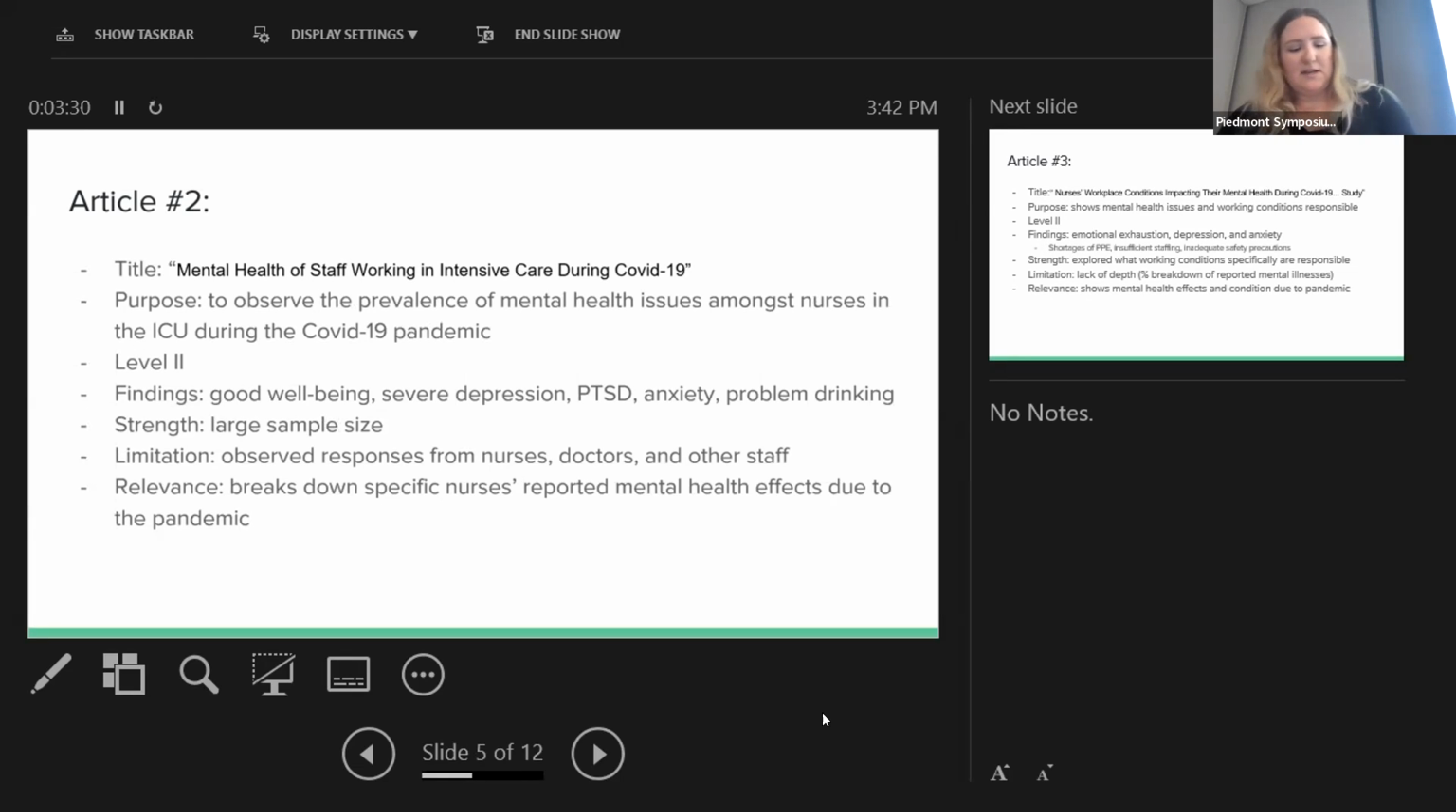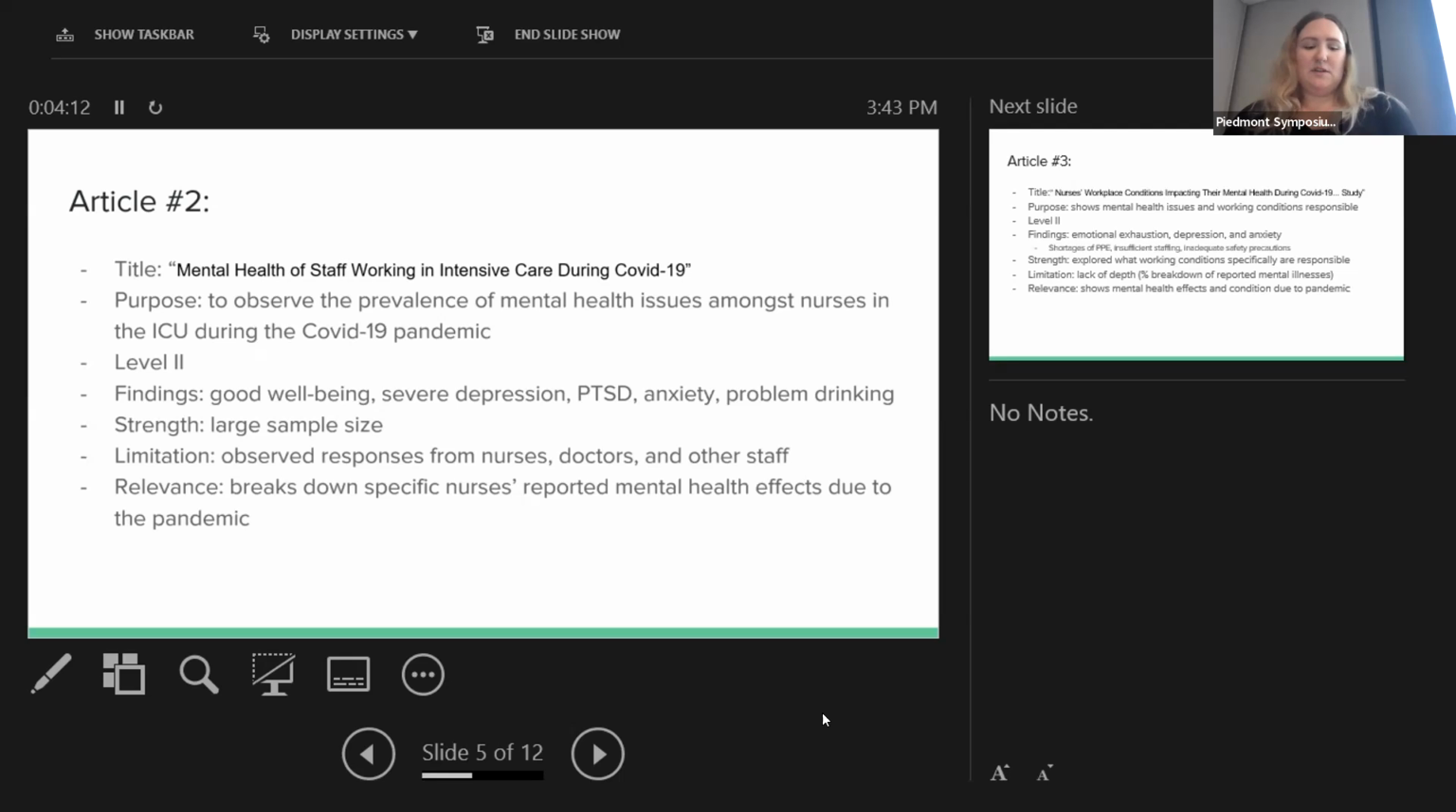For article number 2, I'll be kind of repeating myself with these purposes, but they were essentially researching the same thing. They were just trying to see where nurses were at mentally during the pandemic. They did this through a web-based survey at 9 different hospitals in the United Kingdom, where they amassed about 709 participants. They found that 51% of them did report having good well-being, but 45% reported developing depression, 40% reported developing PTSD, 11% reported developing severe anxiety, and 7% even reported developing problem drinking due to the stress of the pandemic.